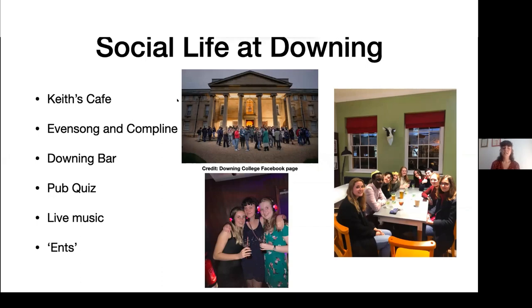The other thing to say about social life at Downing is we have things called Ents, and they're parties that are held in college. They're often in the bar, and they're organised by the JCR Ents officers who are elected every year.